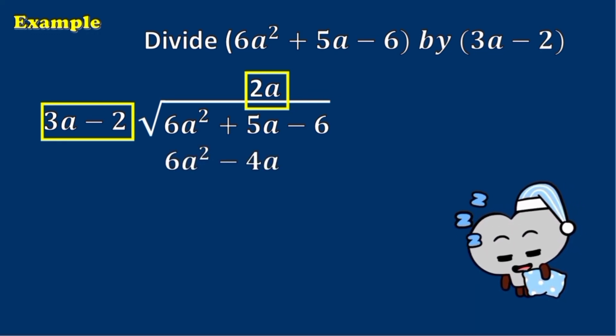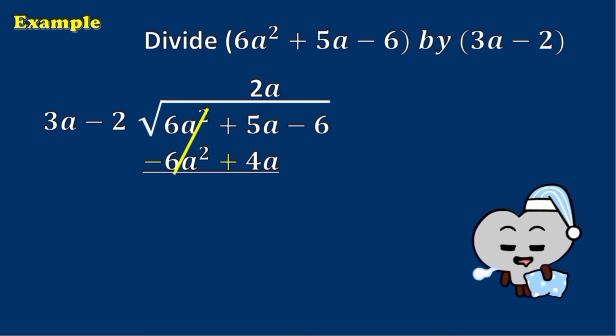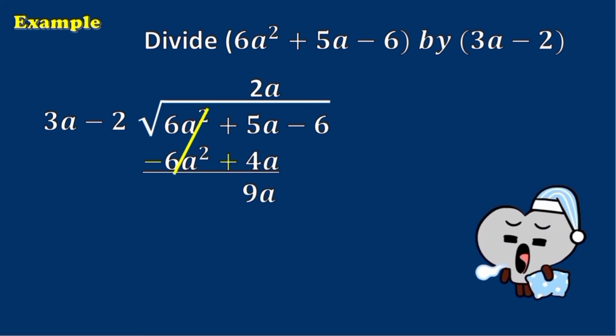Next is to subtract. In subtracting polynomial, change the sign of the subtrahend, then proceed to addition. So we have to change the sign of 6a squared and 4a. 6a squared minus 6a squared is equal to 0. 5a plus 4a is 9a. Then, bring down negative 6.